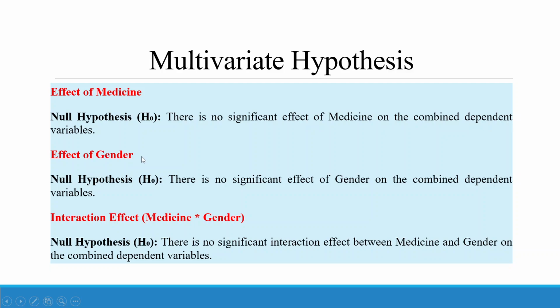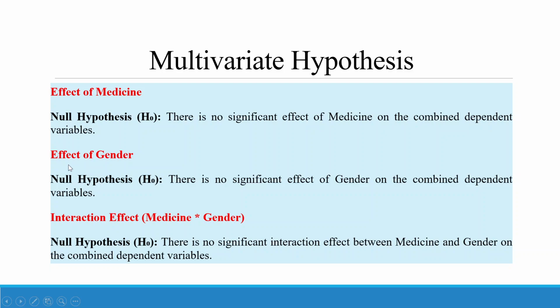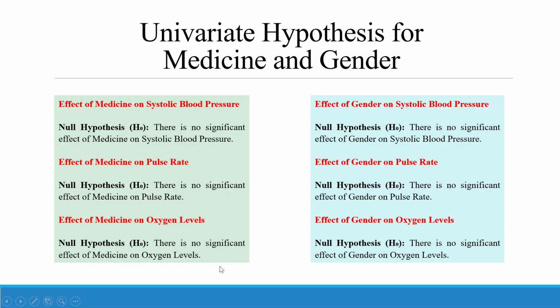The multivariate hypothesis which we want to test is, we start with the effect of medicine. There is no significant effect of medicine on the combined dependent variables. The combined dependent variables are systolic blood pressure, pulse rate, and oxygen levels. Effect of gender. There is no significant effect of gender on the combined dependent variables. Interaction effect. This I had already explained in the previous slides. There is no significant interaction between medicine and gender on the combined dependent variables. So this is the multivariate hypothesis.